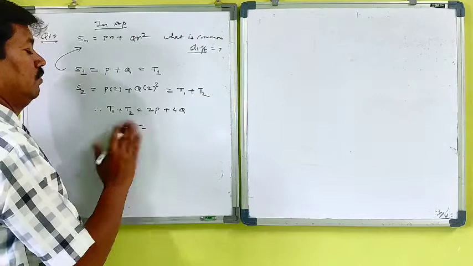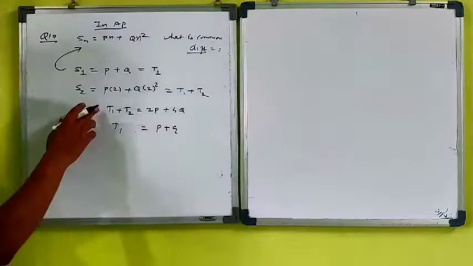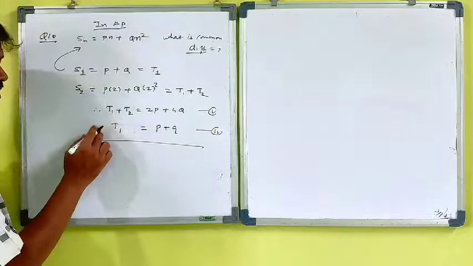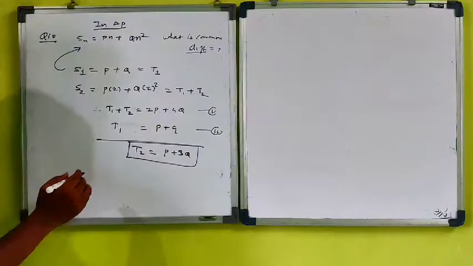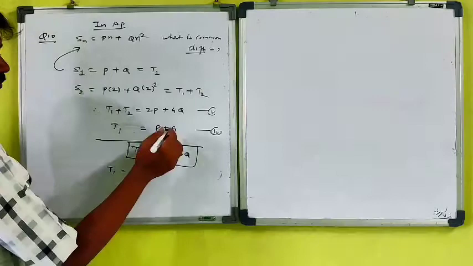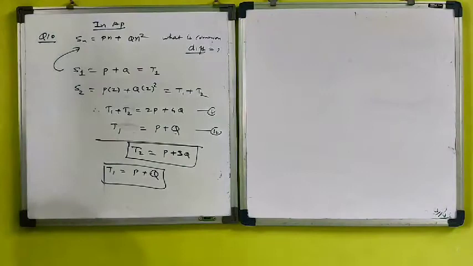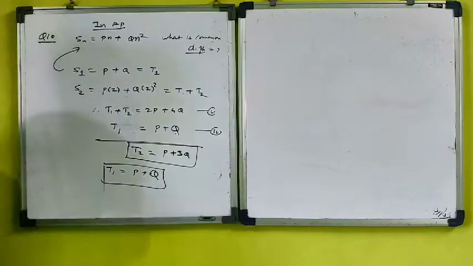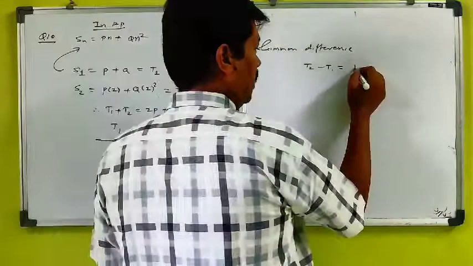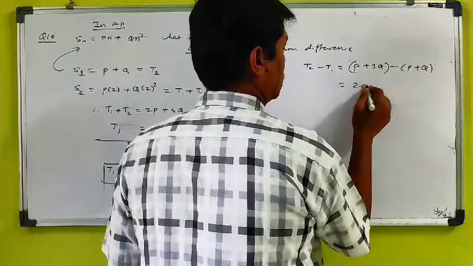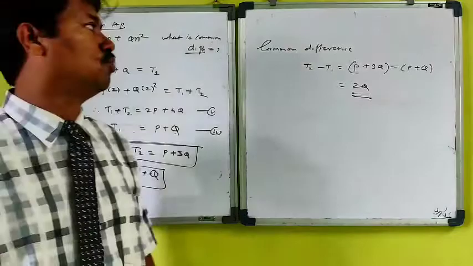p plus q. So now when you subtract these two, this is cancelled. So t2 is equal to what? This and this cancel, so it's p plus 3q. So p plus 3q is your t2, and t1 is p plus q. So now using this concept, t2 is p plus 3q and t1 is p plus q. Therefore, the common difference is t2 minus t1, that is p plus 3q minus p plus q. So the answer is 2q. So 2q is the common difference.